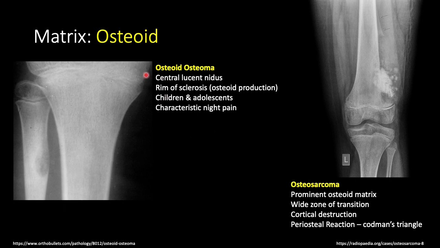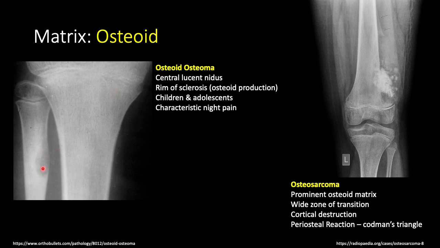Osteoid matrix is essentially the production of bone. So here's an example of a lucent lesion. You could argue that the zone of transition is maybe a little bit wide here. But overall, you can make out exactly where the lesion is, but you have this reaction around the lesion with increased sclerosis, which is an example of osteoid matrix. And this is a classic appearance for an osteoid osteoma.